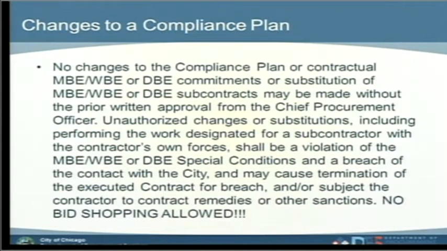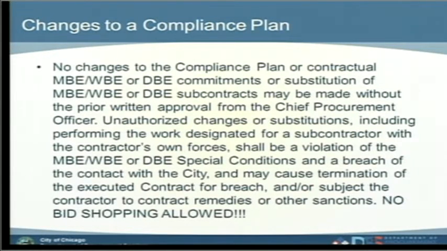Now, changes to a compliance plan. There's always going to be different scenarios that can cause you to change a vendor. Not that you're going to bypass it, or just because you didn't get along with the person, you're going to say, okay, I'm going to drop you and I'm going to change you. There has to be a business logic behind that.